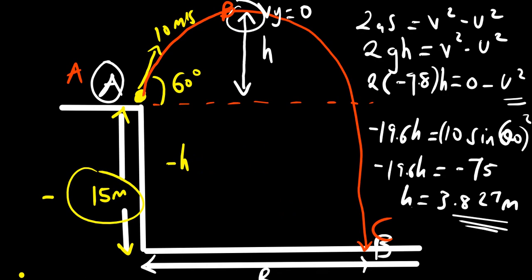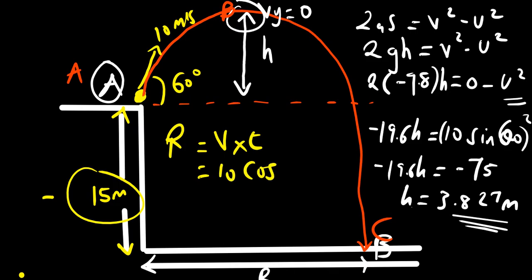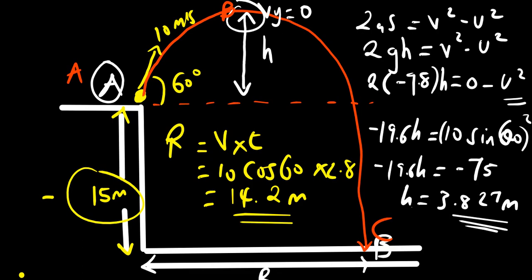How are we going to find the range? The range is just in the horizontal direction, so the range will just be equal to vxt. Your vx in this case will be 10 cos 60 multiplied by your time, the time that we just found, which was 2.8. When I do this, I'm getting something like 14.2 meters. So this will be the range for this projectile to reach the surface.